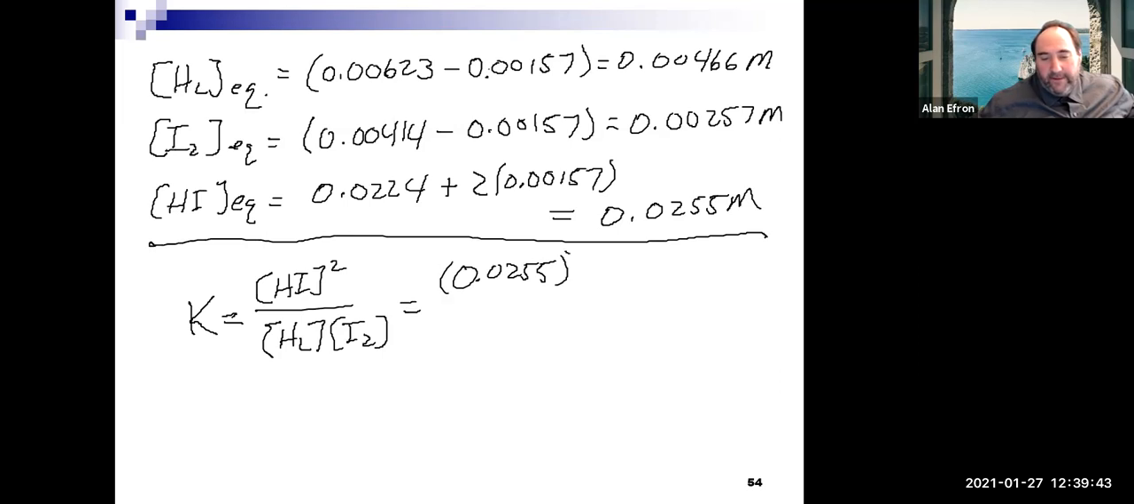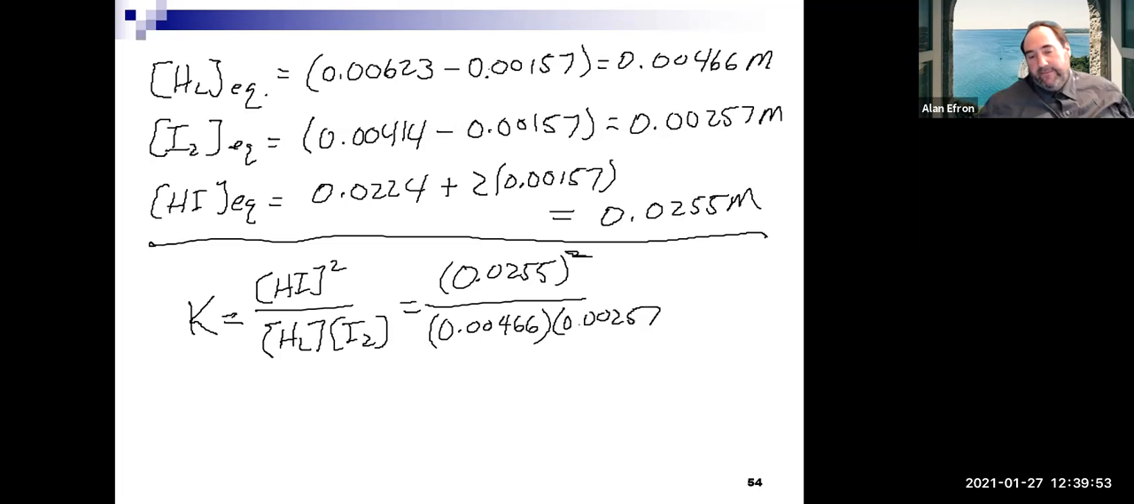0.0255 squared divided by 0.0466 and 0.00257. Looks like 54.5, which is fairly close to where we started. So we at least know we probably didn't screw up somewhere.